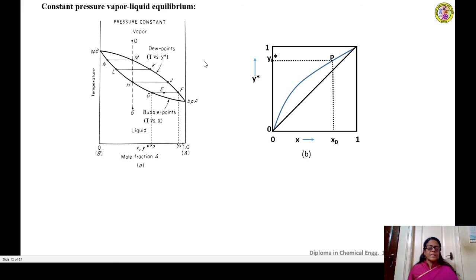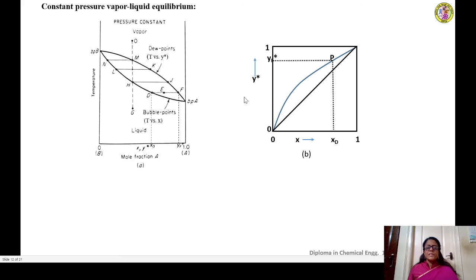Okay. So this is the characteristic of constant pressure vapor liquid equilibrium. So where at a particular constant pressure, the temperature and X and Y star values vary, and that variation is represented by two curves as shown in the diagram, and this complete diagram is called as constant pressure vapor liquid equilibrium diagram or constant pressure VLE diagram shortly. So for a particular constant pressure, we can also represent the equilibrium relationship as shown in diagram B.